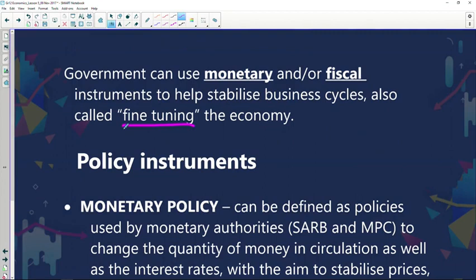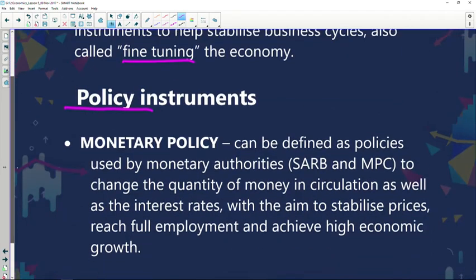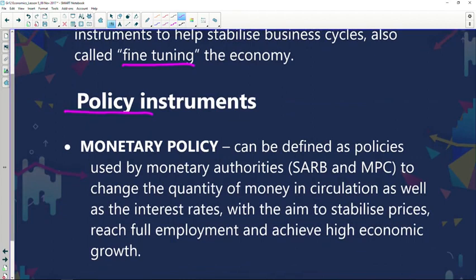So now we're going to look at the policy instruments that the government can use in order to stabilize business cycles. The first policy that we're going to look at is the monetary policy. We're going to first define what a monetary policy is, and later on we will look at how the government can actually use the monetary policy to stabilize the business cycles.